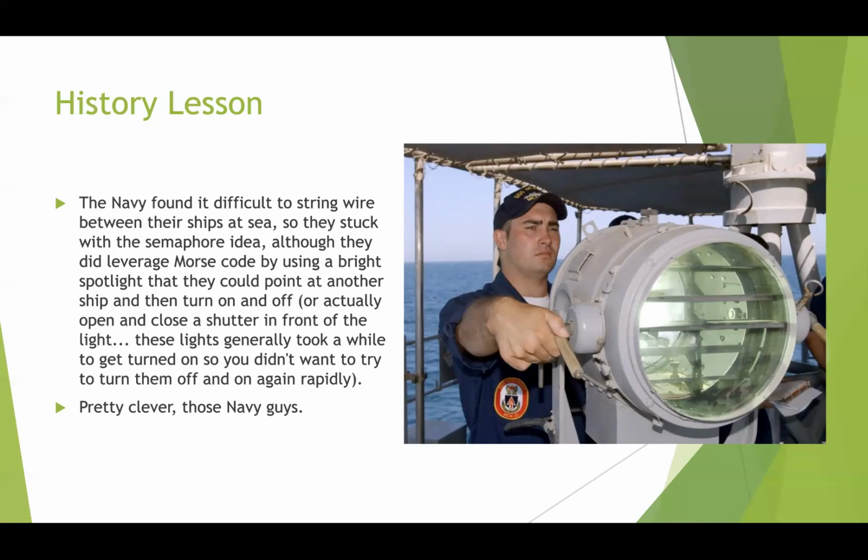So what these guys did was they said, hey, if we have a bright spotlight and we point it at another ship, and then we rig up some kind of shutter in front of it that we can open and close, we can send Morse code using a beam of light. Pretty cool. They didn't want to just turn the light on and off because these were typically arc lamps that once you lit them, you took great pains to keep them burning, including adjusting the arc length and things like that in order to make sure that they stayed lit.